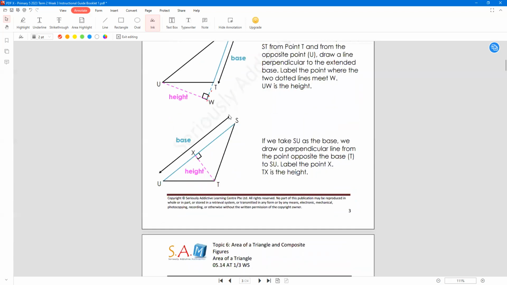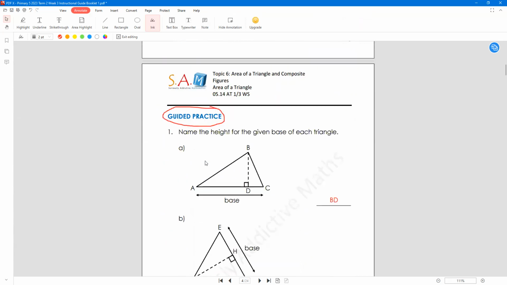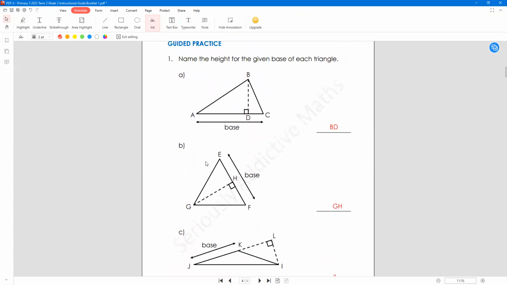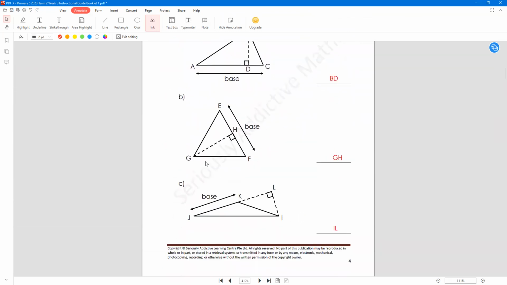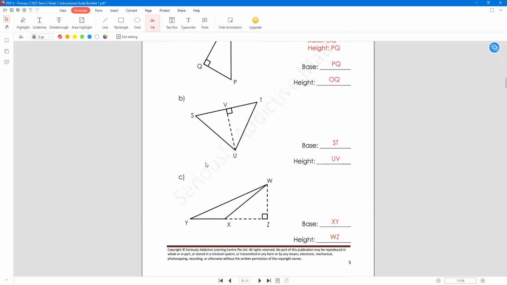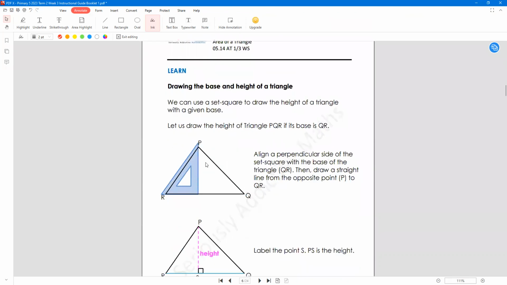So what about here? Sometimes the base is very long. So you need to find a middle point, create a point where the vertex T forms a straight line with one of the points on US to give a perpendicular line. It's important for them to understand this concept. Then get them to do guided practice, all the guided practice in class. Please make sure they know how to do it.